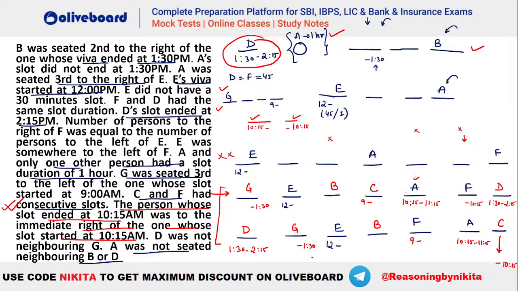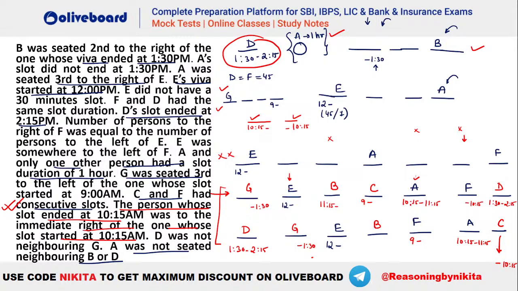ठीक है. Similarly, we know that A is 10:15 to 11:15. अब 11:15 पे कोई खत्म हो रहा है. If somebody is ending at 11:15, that means there has to be somebody who is starting at 11:15 here. Now, who can be the only person to start at 11:15? You can see the only person to start at 11:15 will be your B here, isn't it? So in this particular case, this will be your 11:15, isn't it? So you can see this is your 11:15 here.